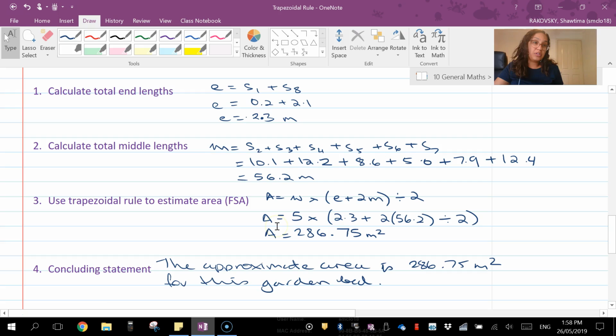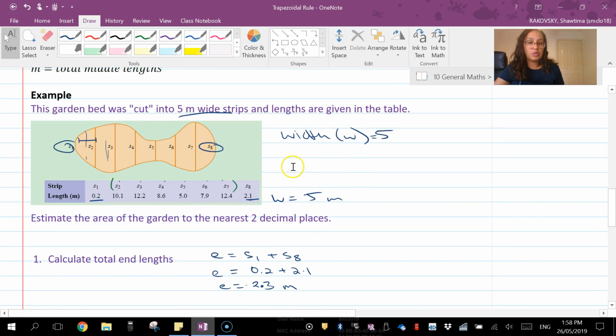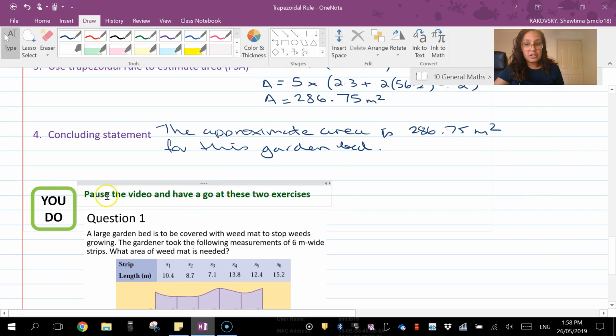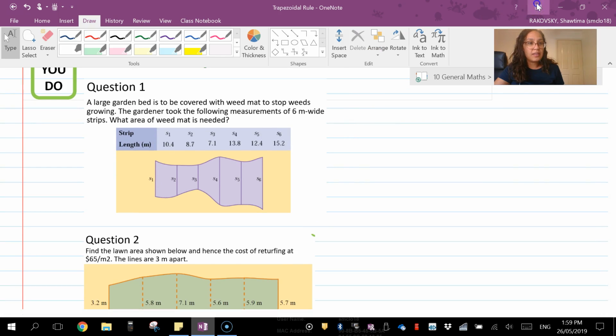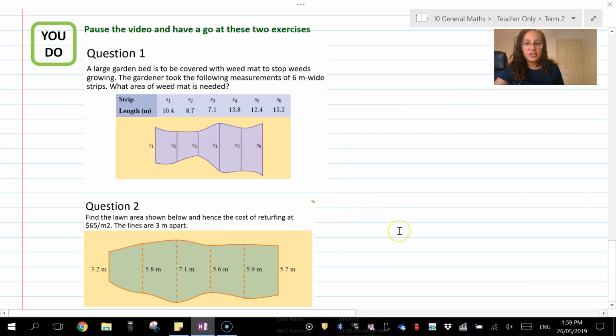In class, we're going to have a look at an alternative method of estimating the area and then compare it to our trapezoidal rule and see how the two methods fare. What I'd like you to do now is pause the video and have a go at these two exercises. Make sure that you read the question carefully and use your strip values appropriately. All the best. Thanks, guys.